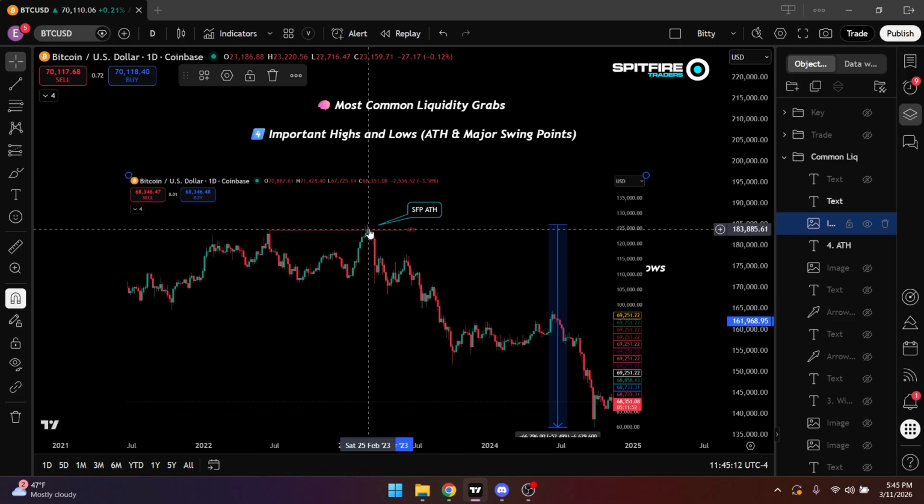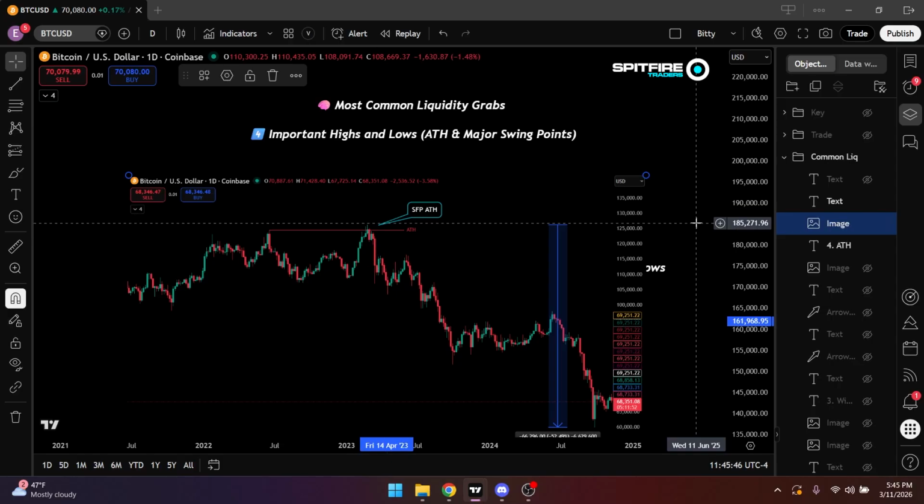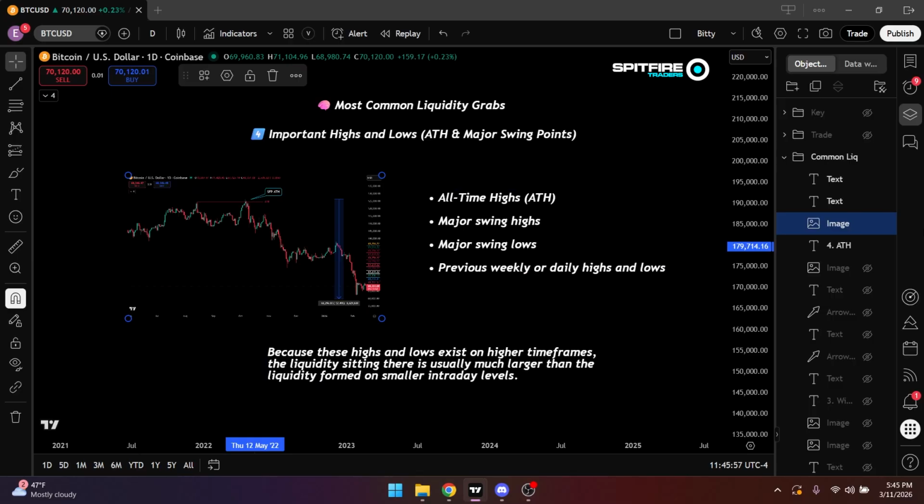When price finally reaches that area, it pushes above the high to trigger those stops and breakout orders before deciding the next move. The same concept applies to major swing lows, where stop losses from long positions tend to sit below the level. Because those highs and lows exist on higher time frames, the liquidity sitting there is usually much larger than the liquidity formed on smaller intraday levels. That's why sweeps of all-time highs or major swing lows can sometimes lead to very strong reactions in the market.